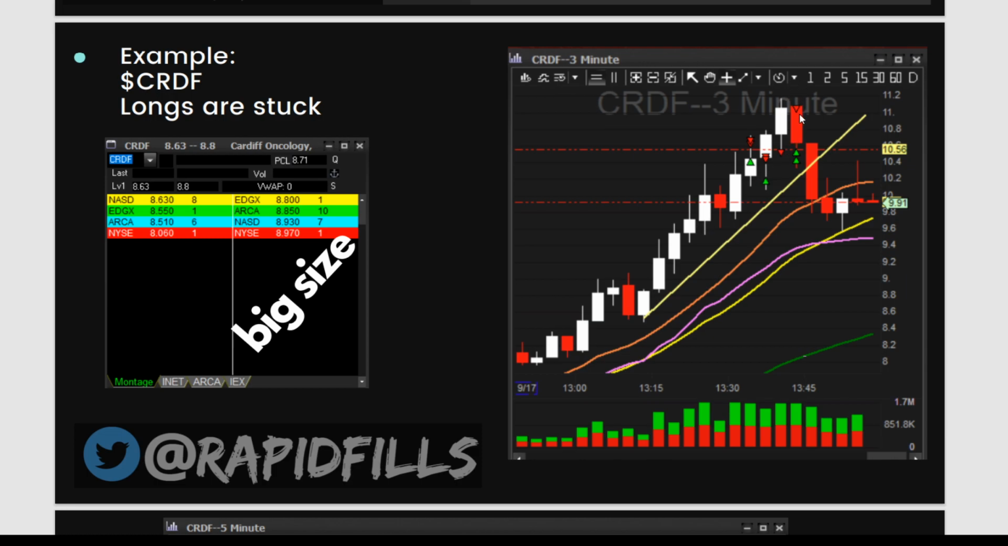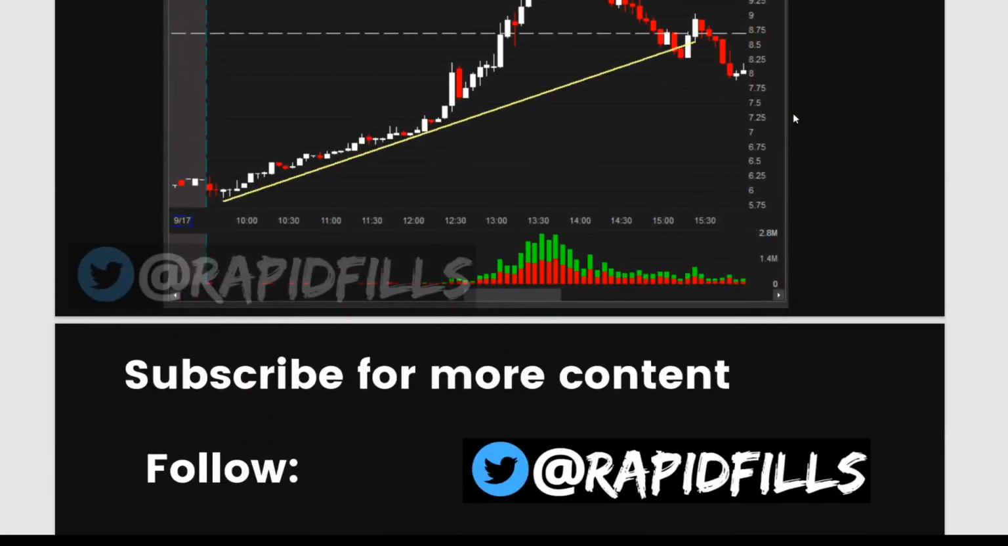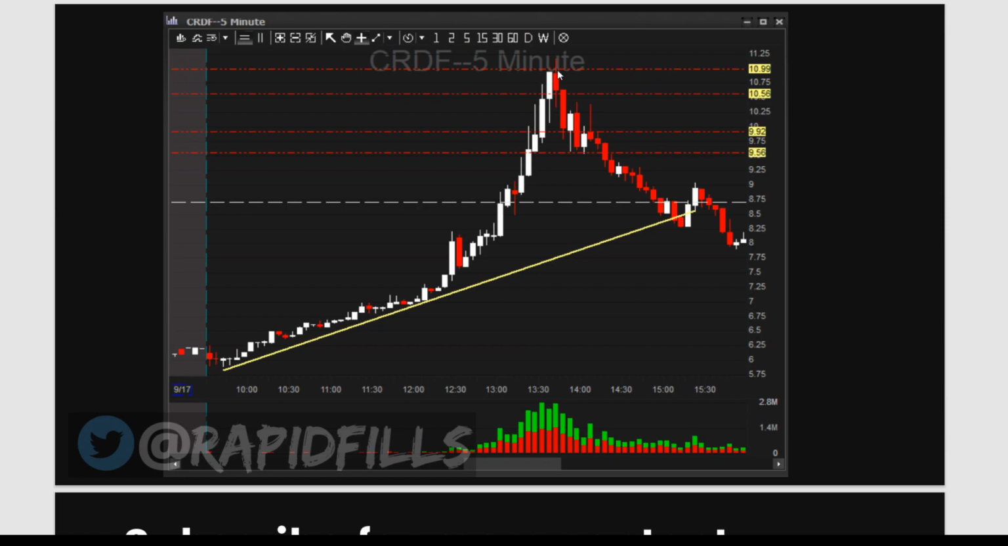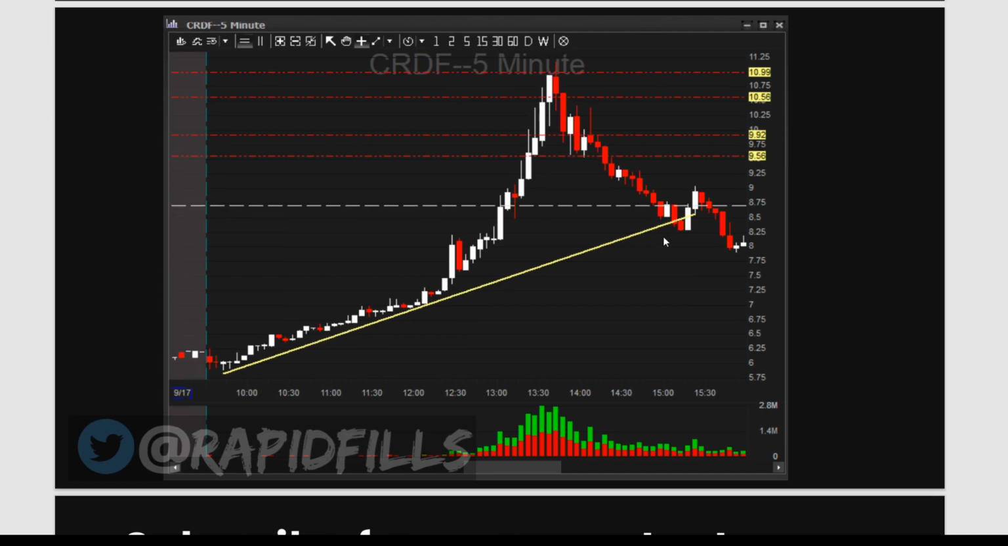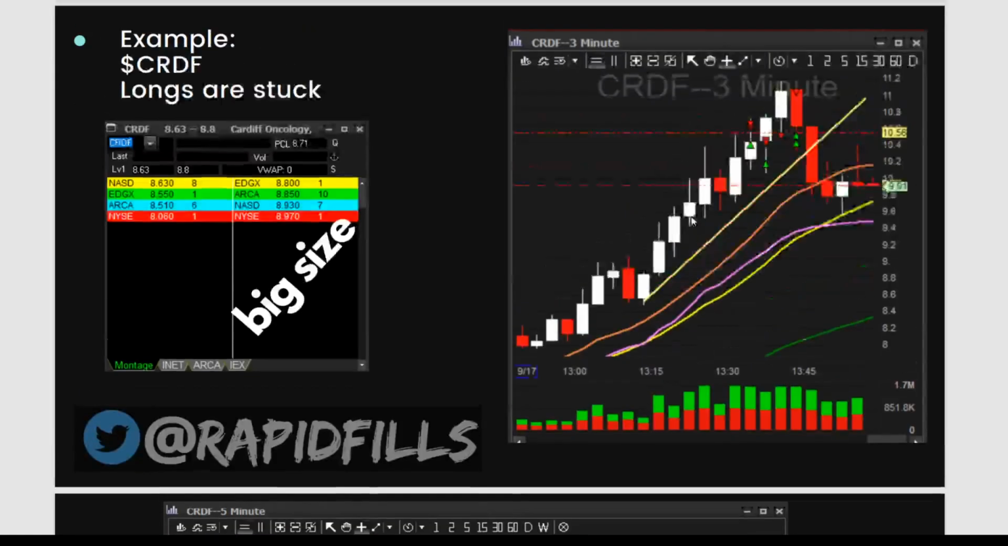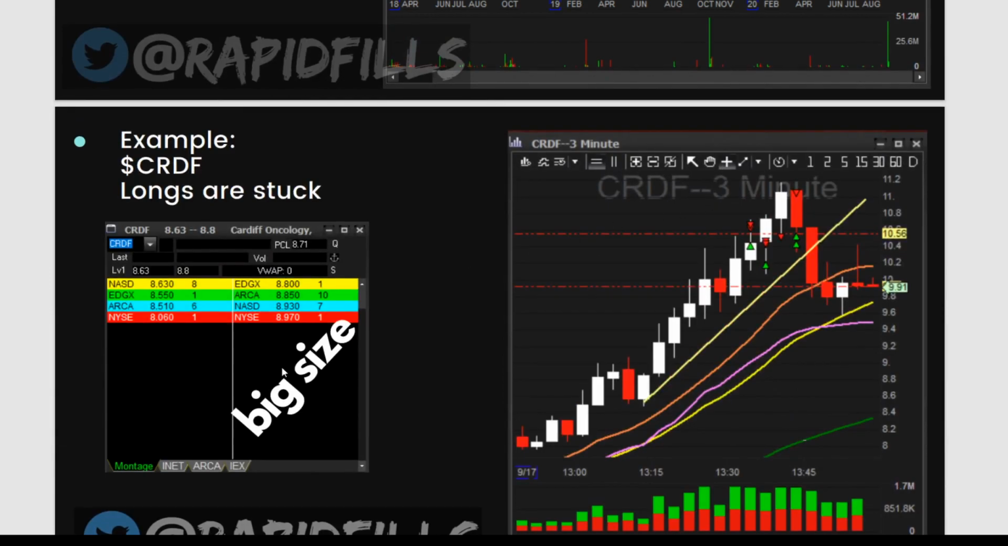So you can see I got the top. I got almost the top. I'm 20 cents away from the top probably. And this is how it looked like. This is the top right there. It's $11. And this is the line that we drew earlier, which comes right back down to the line. So what I saw is huge size sitting right here on the 11. People are buying. The time and sales is just moving fast.